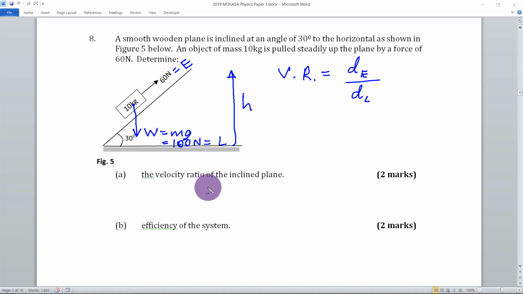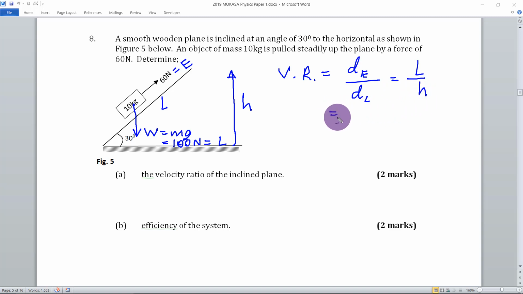let's see whether we've been given any of the distances. An object of mass 10 kg is pulled steadily up the plane by a force of 60 newtons. Have we been given any of the distances? I don't think so. None of the distances is given. Now let's look at how we can make, suppose let's call this distance here L, length, and this is h. Let's look at the relationship between L and h. The distance moved by the effort is actually L. The distance moved by the load is actually h.